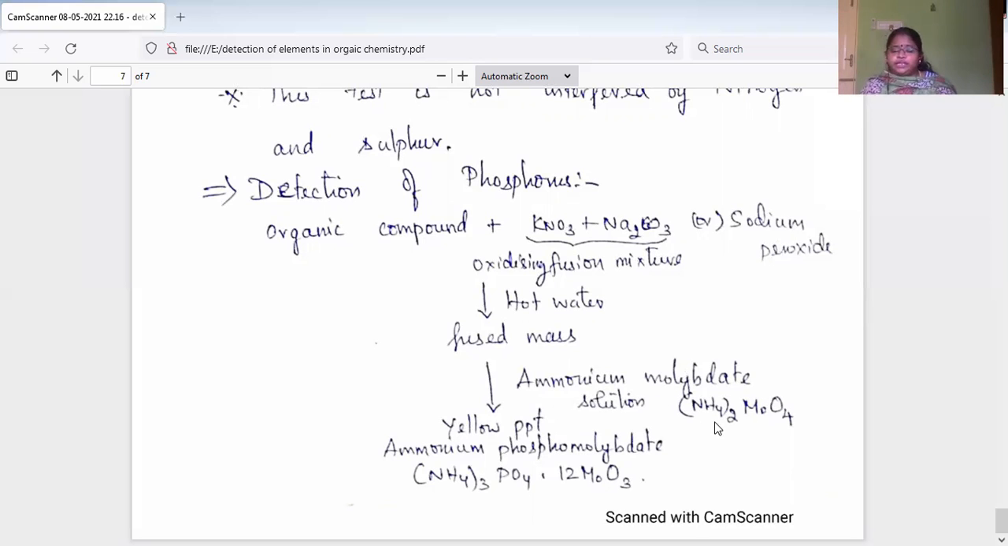With this mass, you add ammonium molybdate, (NH4)2MoO4, Mo for molybdenum. By adding this, the mixture gives a yellow precipitate. The yellow precipitate is ammonium phosphomolybdate, which means the presence of phosphorus. Got it? Ammonium molybdate turns into ammonium phosphomolybdate, so that confirms it has phosphorus in it. Right? So this is the detection of elements in organic compounds. Hope you understood the concept.